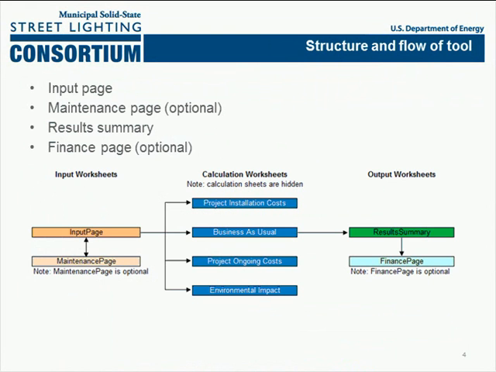There are 4 primary sheets you're likely to interact with on the tool. There are actually a couple more included in the tool. There's an introduction page and a definitions page, which is essentially a glossary. But as far as inputs and results, it's all focused on the input page, the maintenance page, the results summary, and the finance page. Now, the maintenance page and the finance page are actually optional pages. They aren't necessary to get basic results.